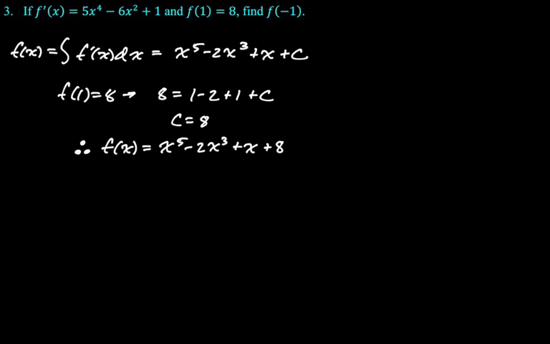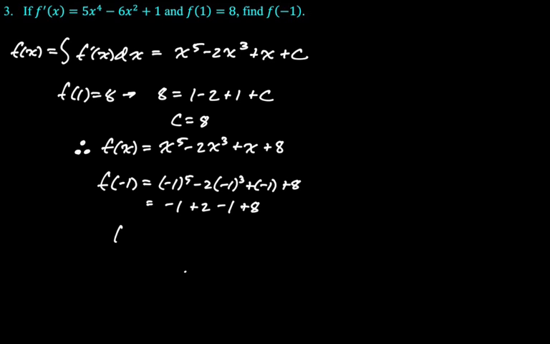The actual question is, what is f of negative 1? So for f of negative 1, just plug in negative 1. We'll get negative 1 to the 5th, which is negative 1, minus 2 times negative 1 cubed, which is negative 2 times negative 1, and then minus 1, and then plus 8. So negative 1 plus 2 minus 1 plus 8 is 8. So this is kind of interesting because f of 1 is 8 and f of negative 1 is 8. And after I did the problem, I was like, should I have known that ahead of time? I don't really think I should have, but I'm not really sure. I thought it was an interesting result.